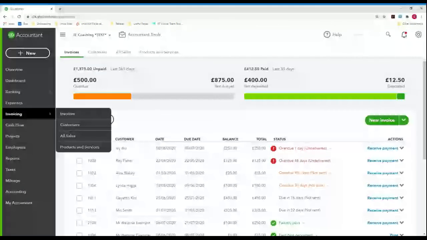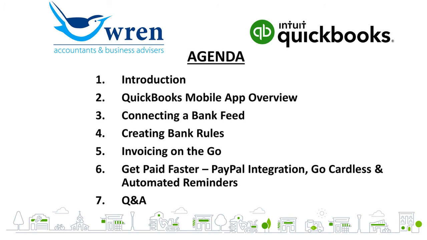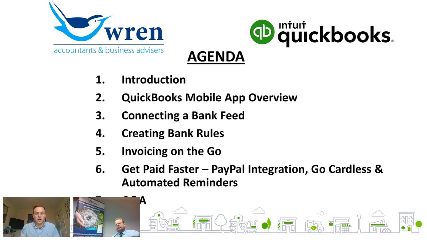So that was a really quick run through. I always say that it does speed by. We've looked at an introduction into the mobile app. We've looked at connecting a bank feed. We looked at creating bank rules, how to invoice on the go, and then ultimately getting paid really quickly with the automated reminders, the PayPal integration, and GoCardless as well. So hopefully that's given you a little bit of an insight into some of the things you can do. All of these are absolutely massive.